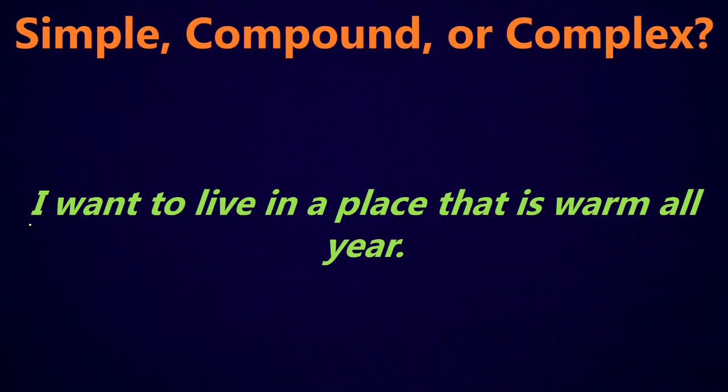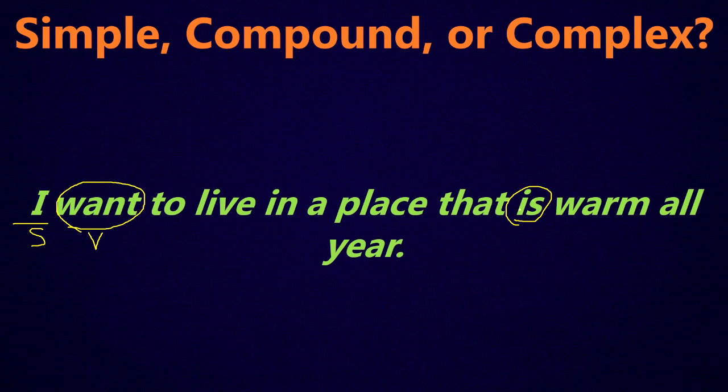All right, is it simple, compound, or complex? You can pause the video if you want to. I want to live in a place that is warm all year. So let's look for the verbs. Want. Again, to live looks like a verb, but it's not being used as a verb in the sentence because it has the word to there. So is is also a verb. So want is a verb. What is the subject of want? It is I.